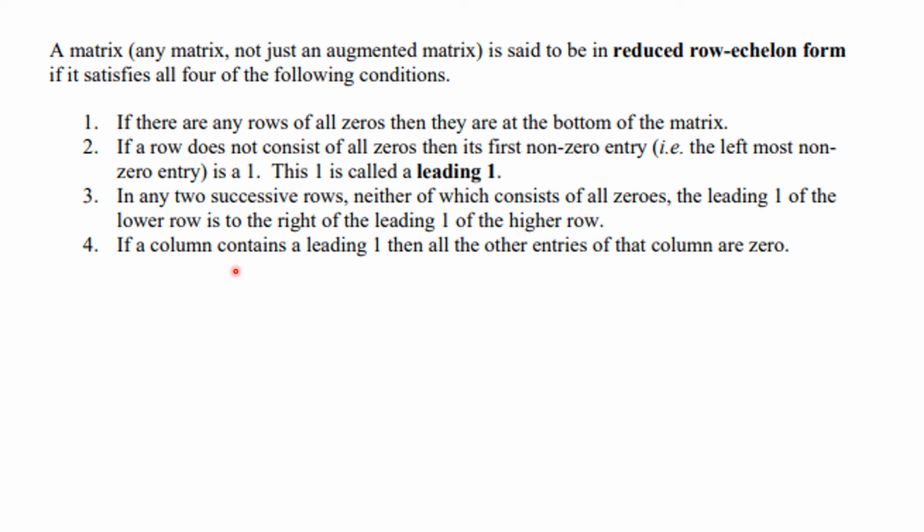Number three, if any two successive rows, neither of which consist of all zeros, the leading 1 of the lower row is to the right of the leading 1 of the higher row. And finally, number four, if a column contains a leading 1, then all the other entries of that column are 0. This is called reduced row echelon form.